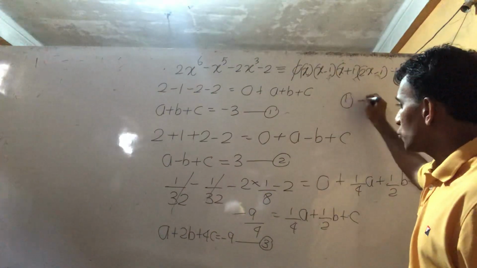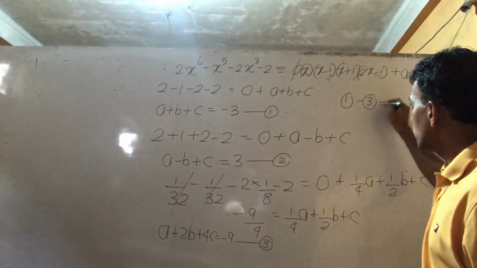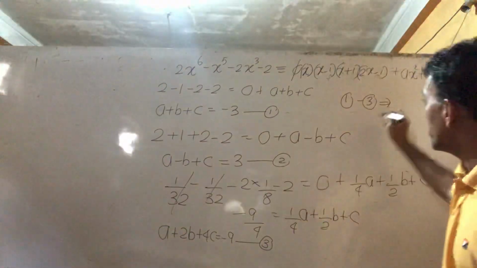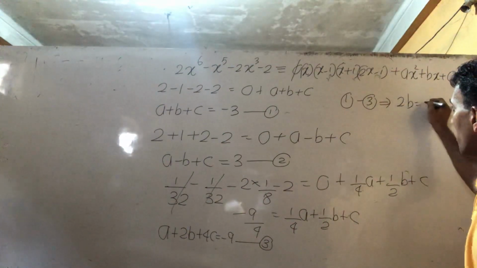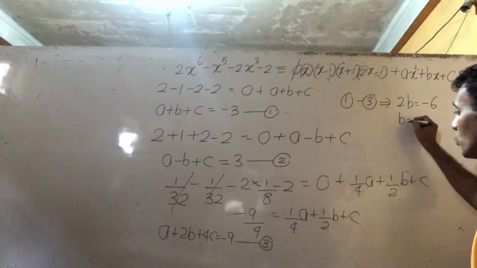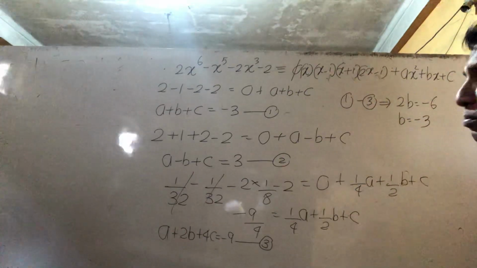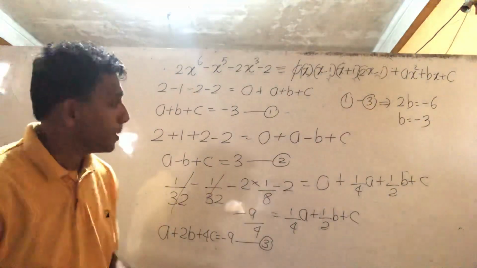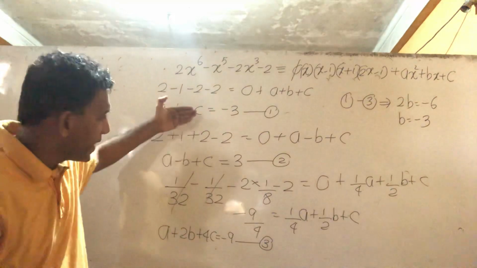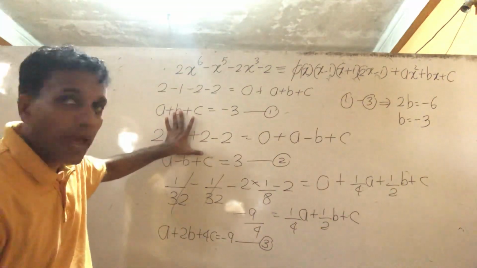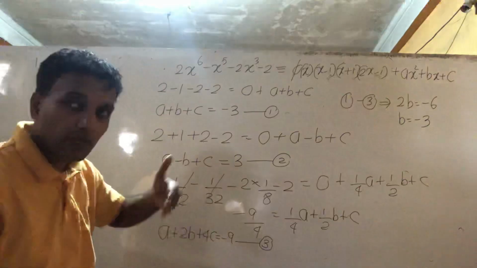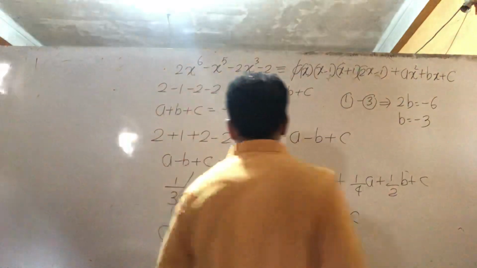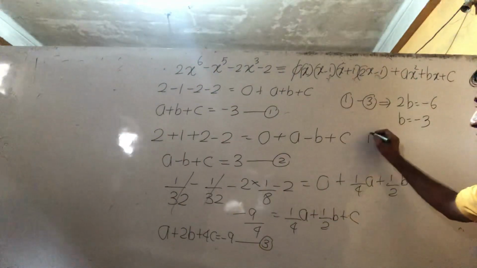Subtract 1 and 3. A minus A cancels, C minus C cancels, 2B equal to what? Minus 6. B equal to minus 3. Next, what is A, what is C? Add these two equations. B cancels. A and C, we can get another equation, a pair of equations in terms of A and C. So add the 1 and 2.